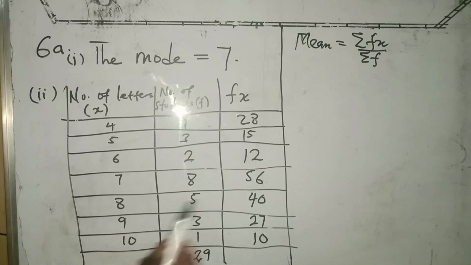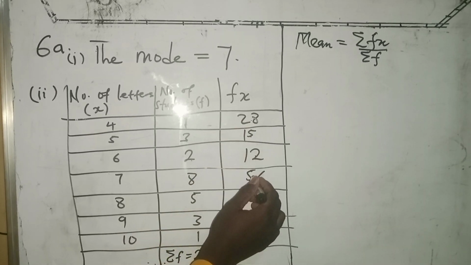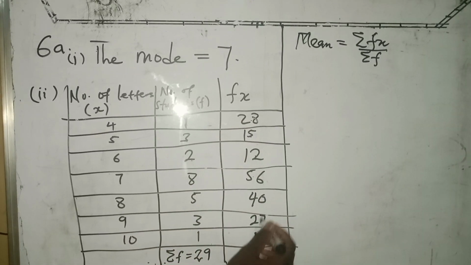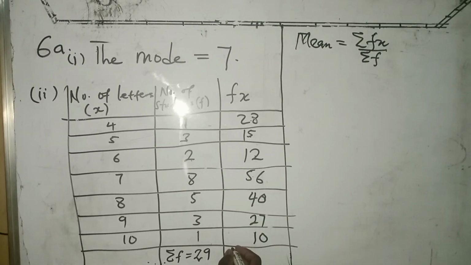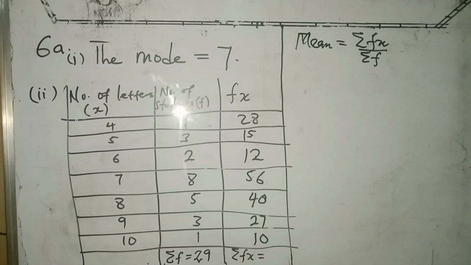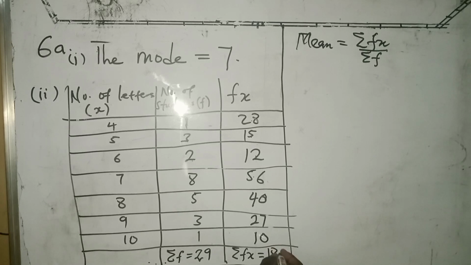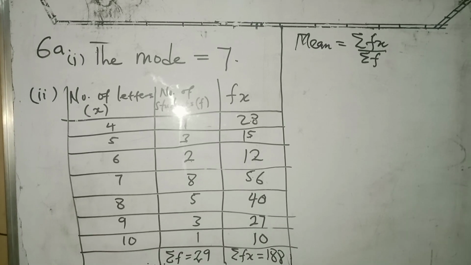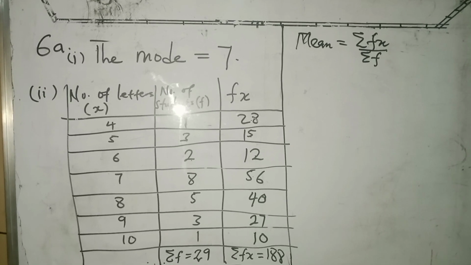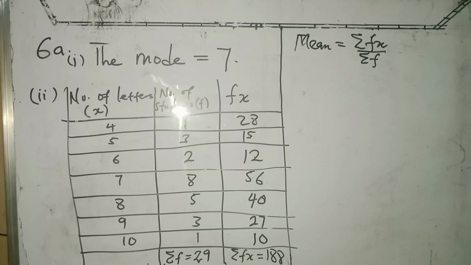The next one is sigma fx. So sigma fx, that's the summation of fx, is 28 plus 15 plus 12 plus 56 plus 40 plus 27 plus 10, and that will give us 188. 188 is the answer. You can verify that on your own. So that is how we complete the table.